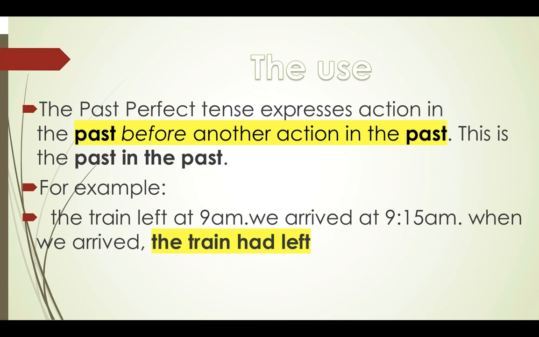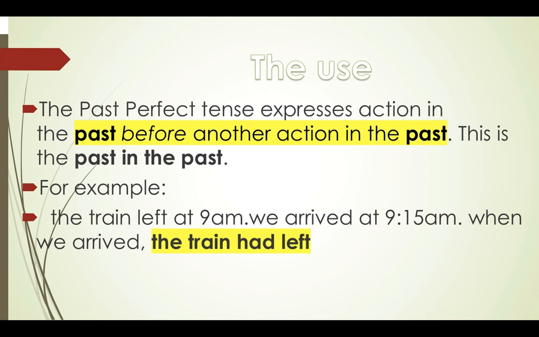For example, yesterday I had watched a movie before I went to bed. So, I had watched a movie before I went to bed. What is the first action that I did? I watched a movie. Then I went to bed. Which means that here I put the past action before another action in the past.